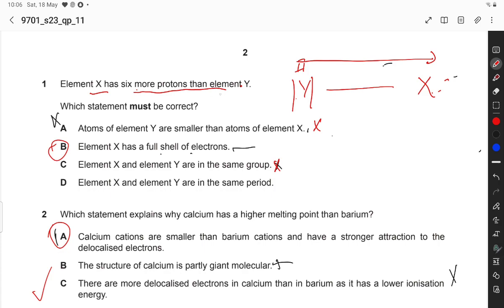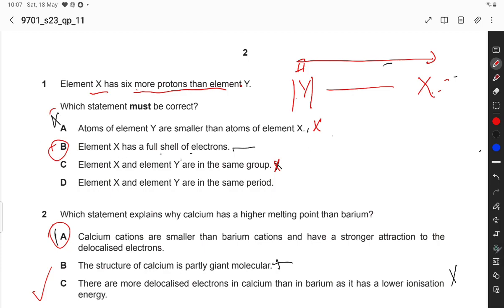X has 6 more protons than element Y. Atoms of the element Y are smaller than atoms of element X. So X has 6 more protons than Y. If X has 6 more protons, then the size of X would be smaller, because across the period atomic size decreases due to increasing number of protons and the same shielding effect. So that's why it is incorrect.